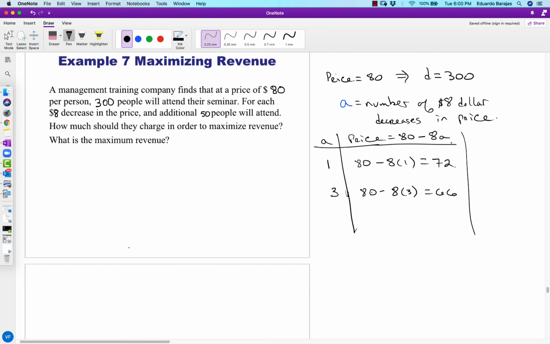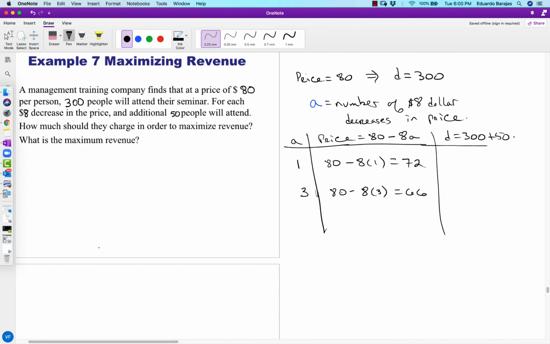Okay, and then there is also a demand associated with these. The demand says that for each multiple of 8 decrease, there's an additional 50 people that will attend. So the demand is going to be equal to 300 plus 50A. So for example, when A equals 1, we get that the demand is going to be equal to 300 plus 50 times 1, or 350.